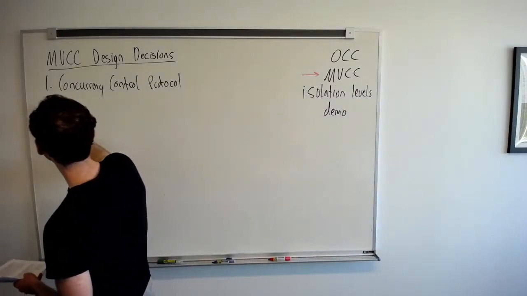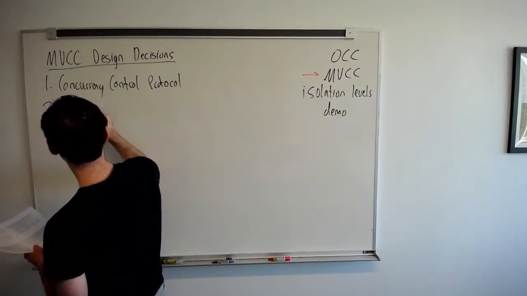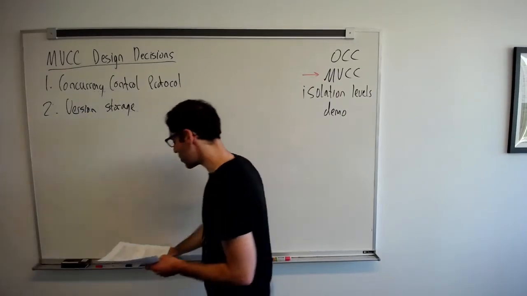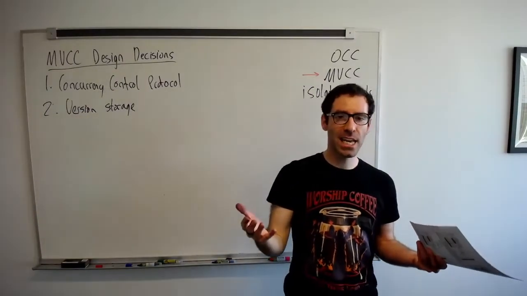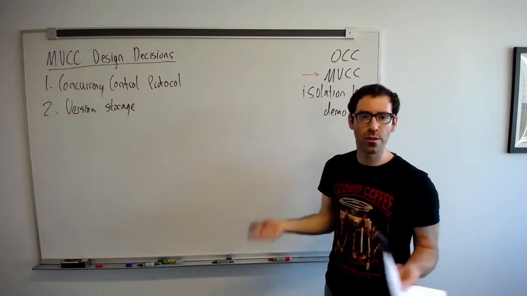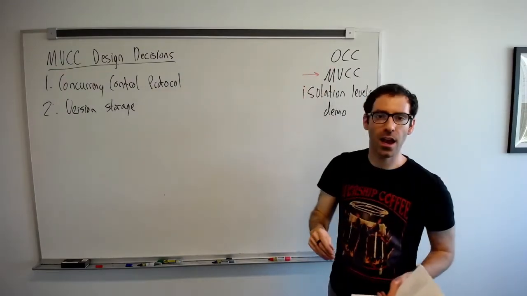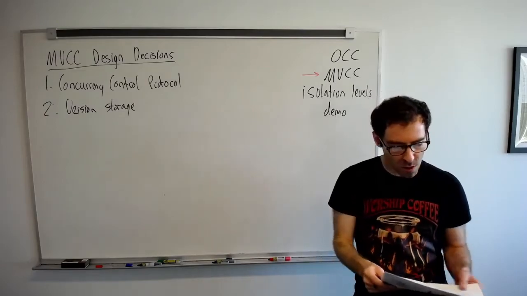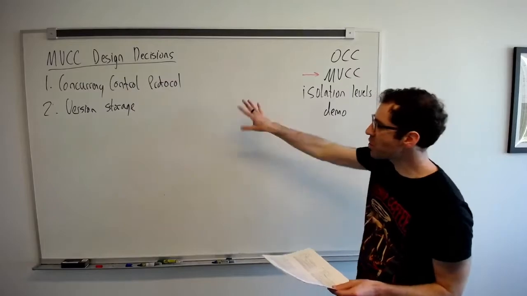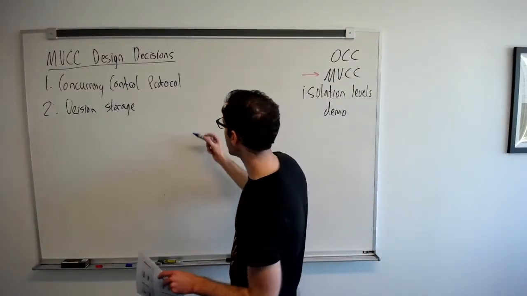Another design decision is version storage. How are we actually maintaining the information about these multiple physical versions, and how do we find which one a transaction should use? I drew a table that had multiple of these in it. Let's actually talk about different particular ways we could implement this version storage.